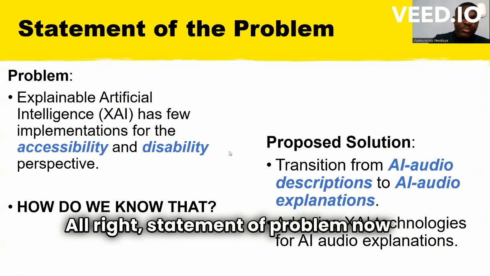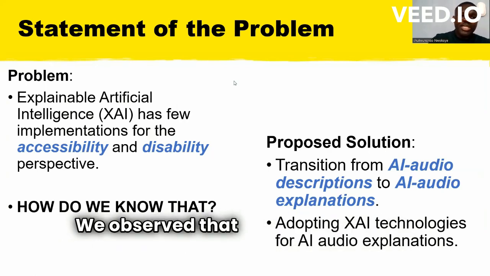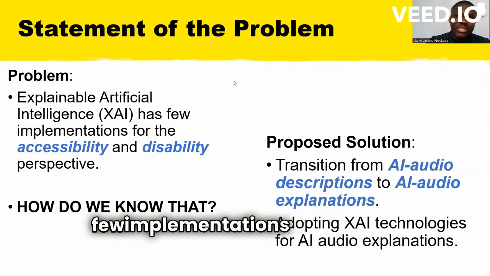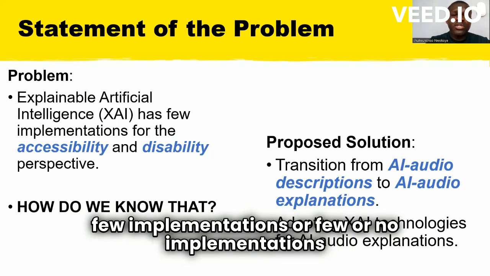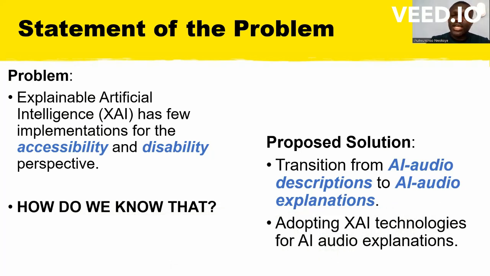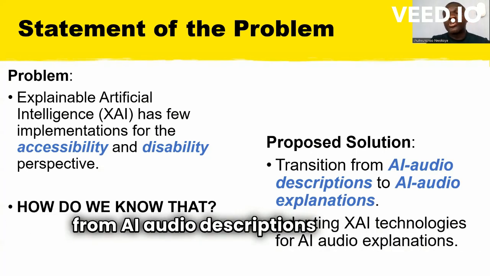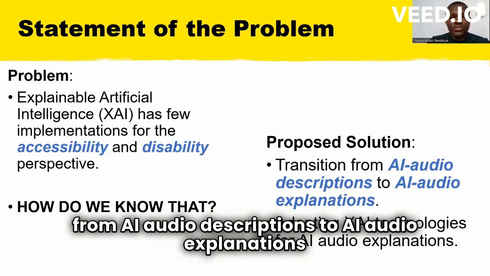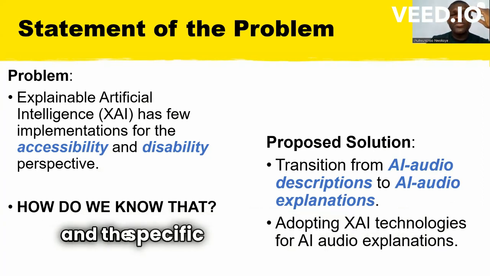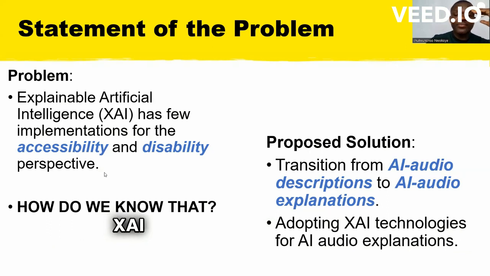Statement of problem. The challenge in this area is that we observed that explainable artificial intelligence has few or no implementations from accessibility and disability perspectives. The proposed solution here is to move from AI audio descriptions to AI audio explanations, and the specific activity is to adopt XAI technologies for AI audio explanations.